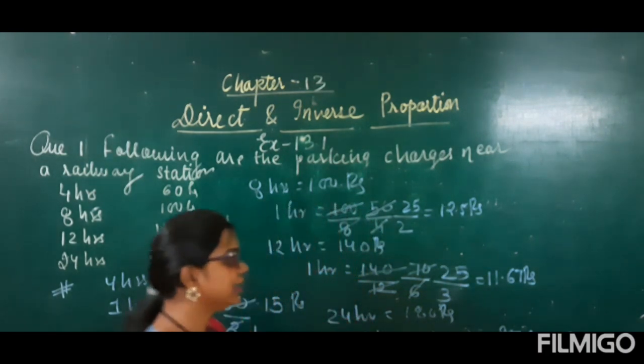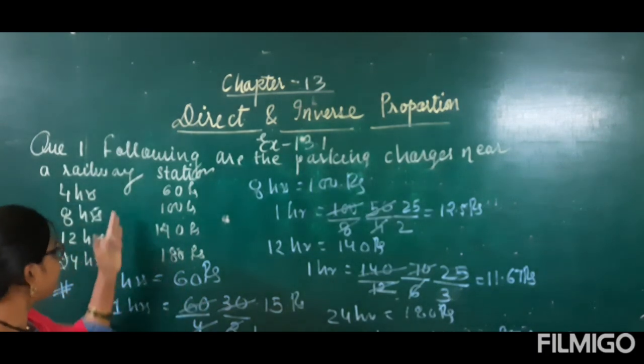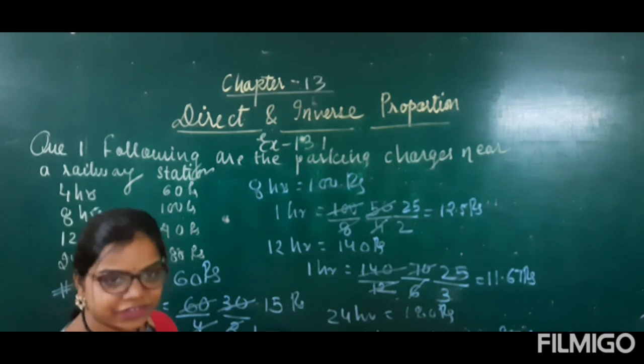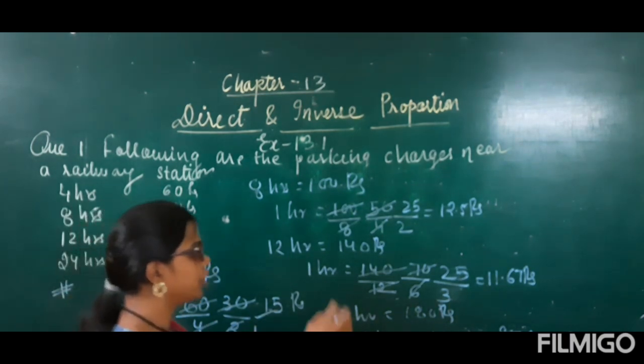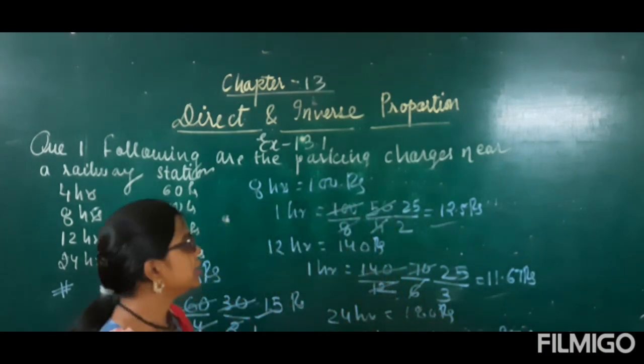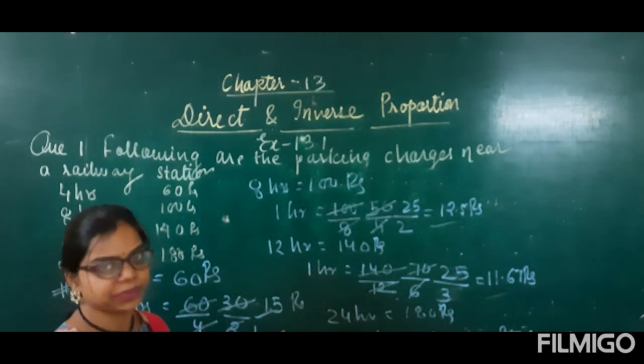So from here you can clearly see the charges for 1 hour for all the 4 are different. Here you are getting 15 rupees, here 12.5 rupees, and then this much and this much. These are all different. Therefore this is not in direct proportion.